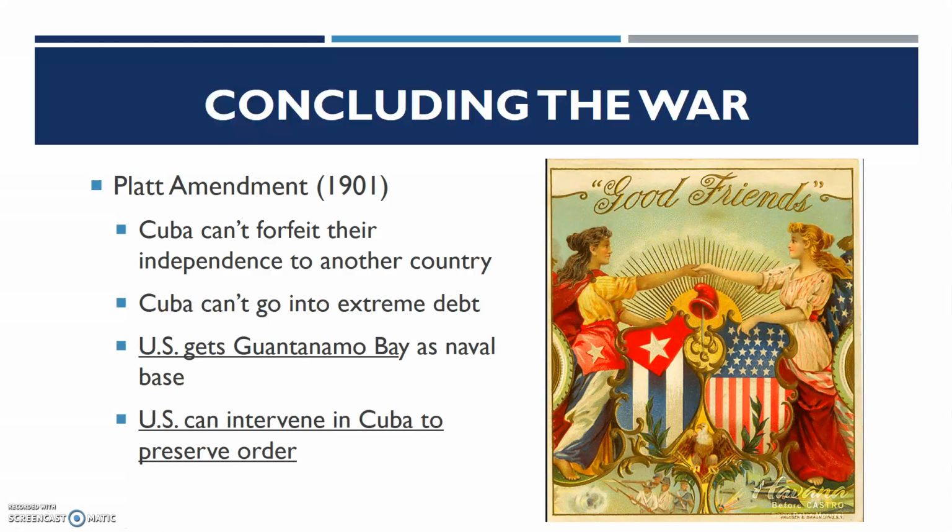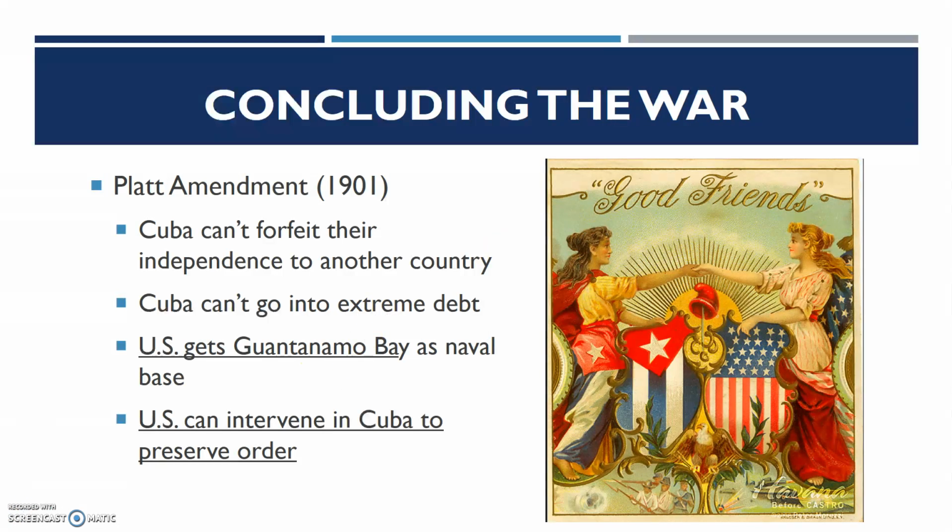At the end of the war, another amendment was passed in 1901. The Platt Amendment dealt with the relationships between Cuba and the United States. So according to the Platt Amendment, Cuba would not be able to forfeit their independence to any other country. So Cuba couldn't say to Canada, for instance, hey, we want to be a part of your country.